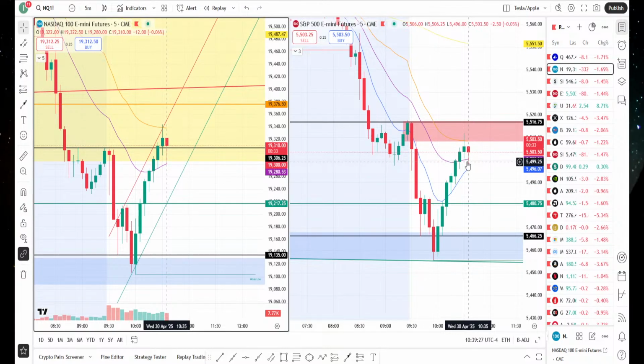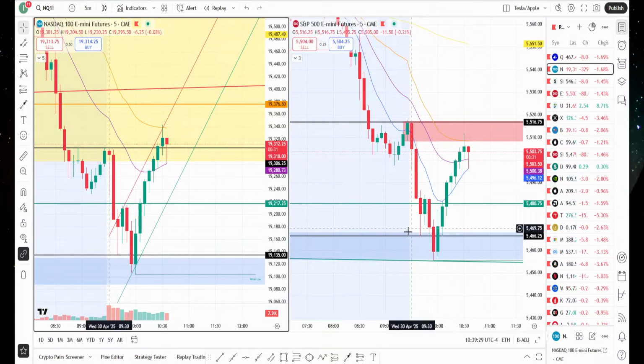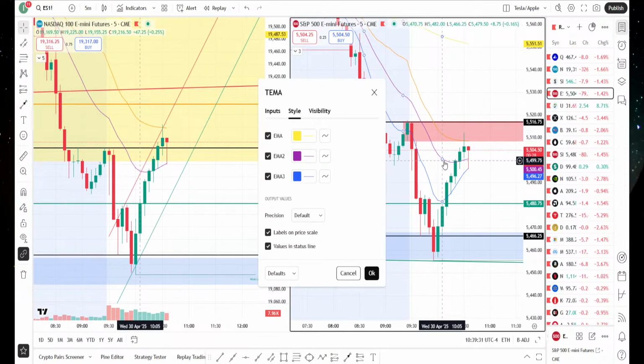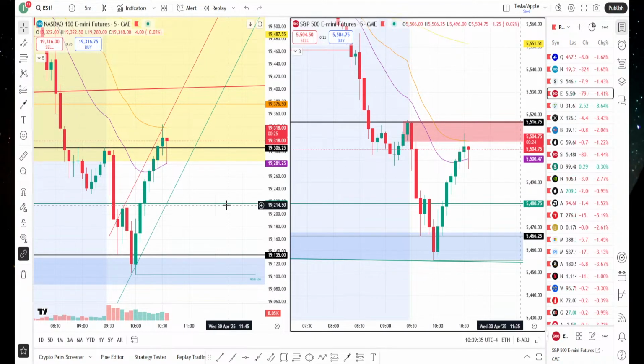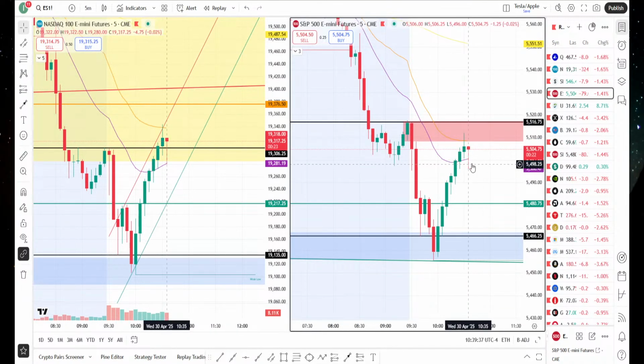We're struggling to do that. We can't get below the 21 EMA. We can't get below the 21. So I will not be looking.